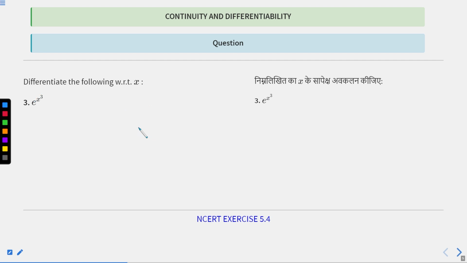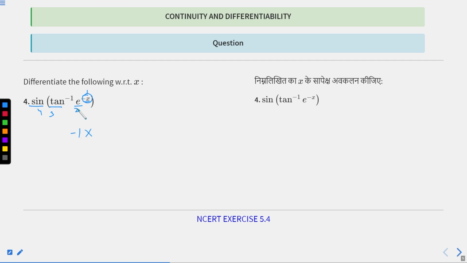Question 4 says find the derivative of this. Very simple. First of all, this is the outermost function, this is the second outermost, this is the third, and this is the fourth. So give numbers 1, 2, 3, 4. Find the derivative for 1, it will be minus 1.